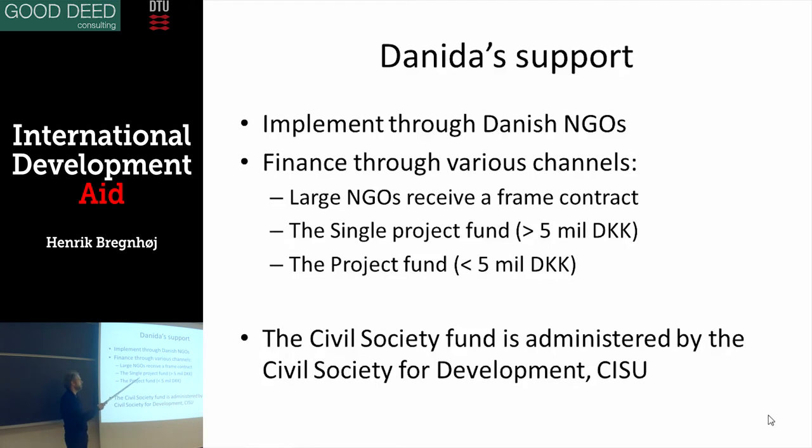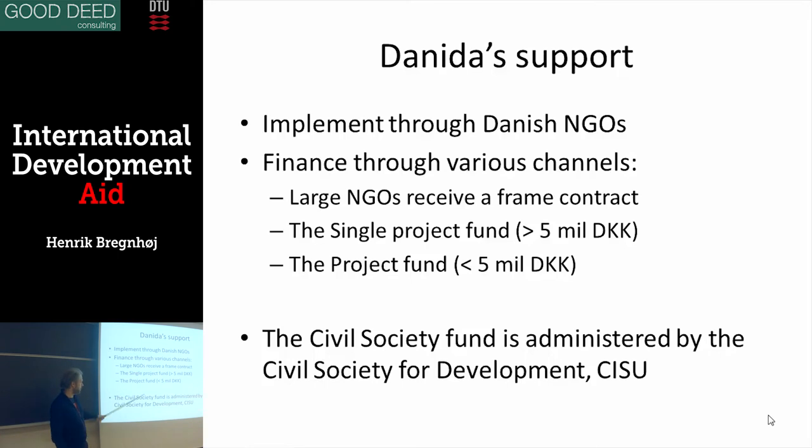And then we have, the names have changed here. I think it's called the Civil Society Fund now, not the Project Fund. And they actually put it together here. I oversaw that change. But recently, there's one fund that smaller organizations can apply to, up to 5 million kroner. Maybe even that number is higher now. But small projects of up to 5 million kroner can be applied for by the small NGOs.